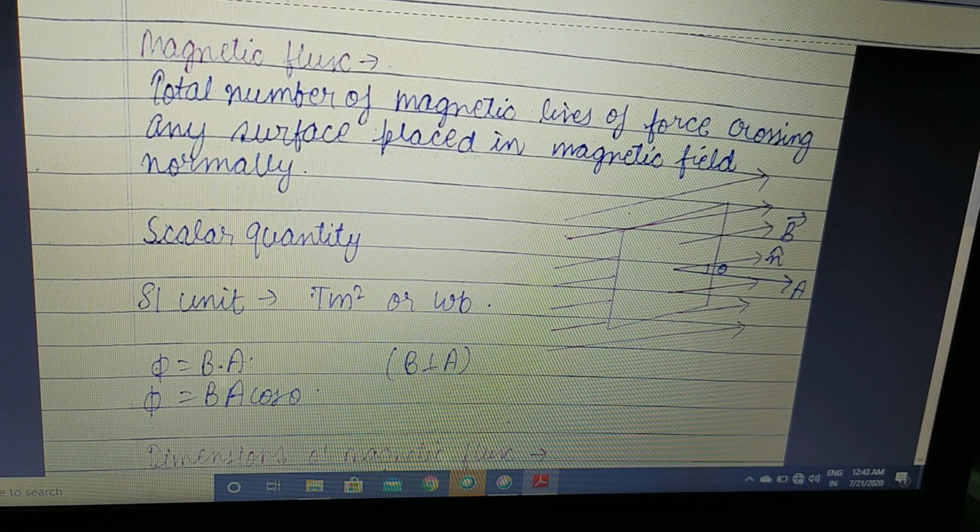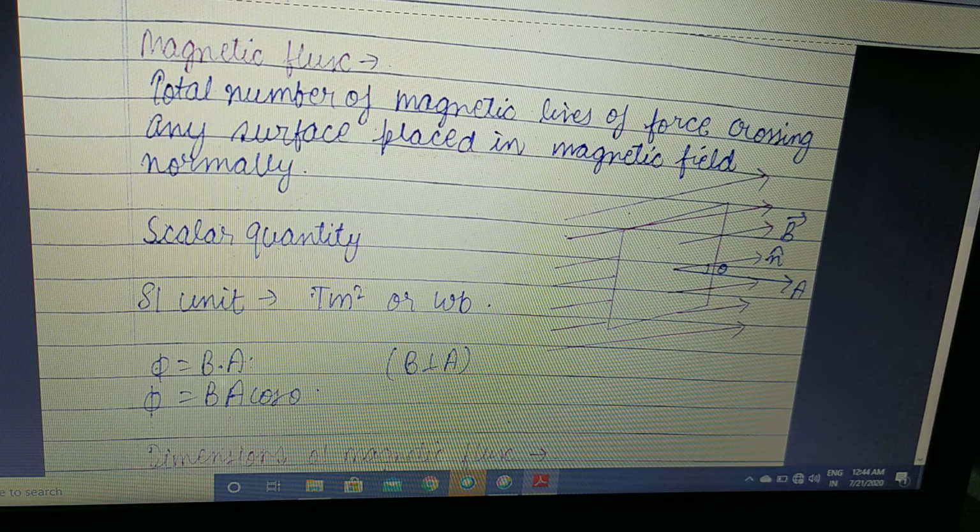And now we can see the formula for magnetic flux, which is magnetic field into the area through which these lines are passing normally. So it is the dot product of magnetic field and this area. So how can we write the magnetic flux? We can write magnetic flux as BA cos theta.